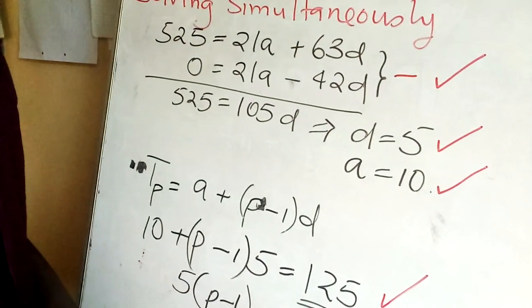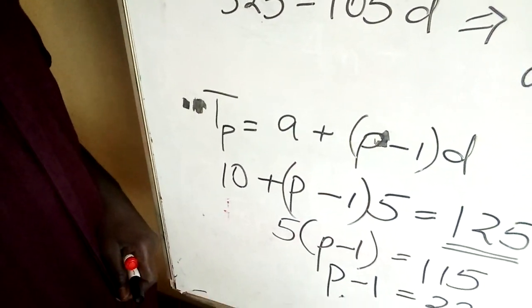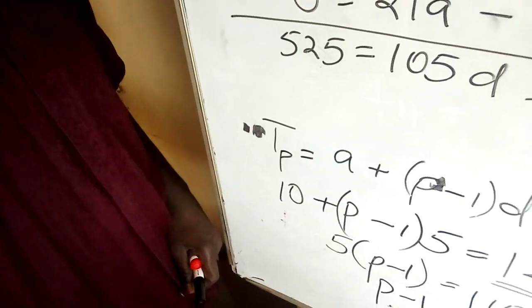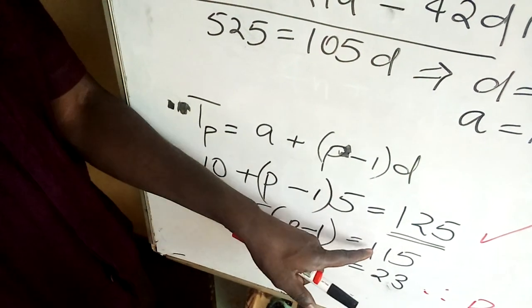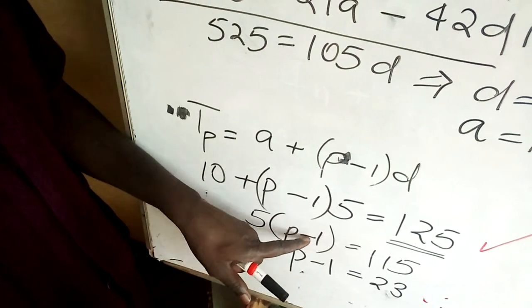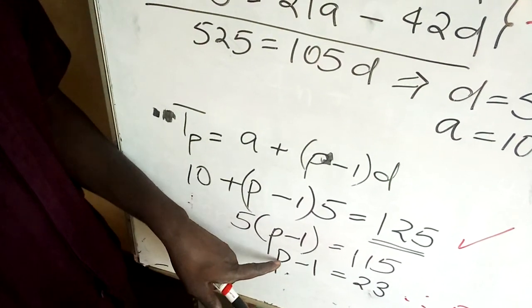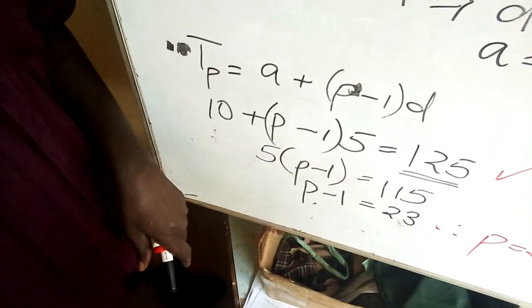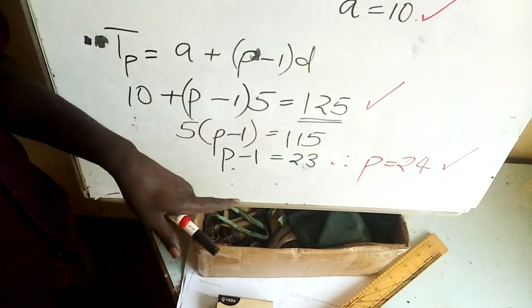If you compute, maybe we get the camera near. When we compute that, what do we get? We get divide both sides by 5, gives me p minus 1 is equal to 115. Then p is equal to 24. P is equal to 24.